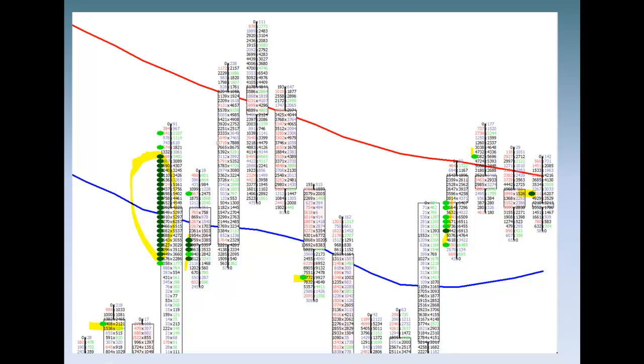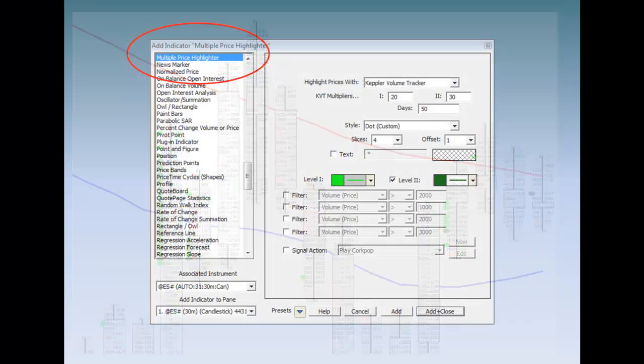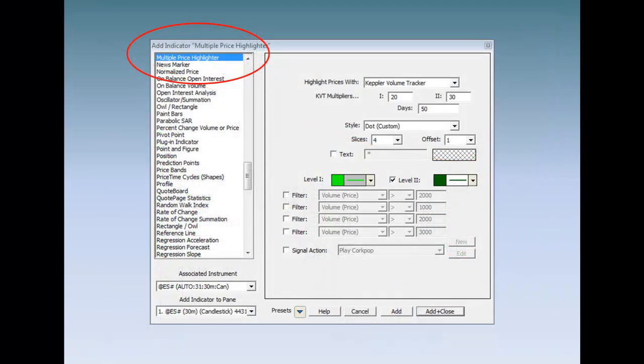So it does give you a somewhat, or let's say even a slight advantage in the information that you have. And let me begin to share with you what that advantage is. But first, let me show you how you can set up the KVT, because it really is quite easy.